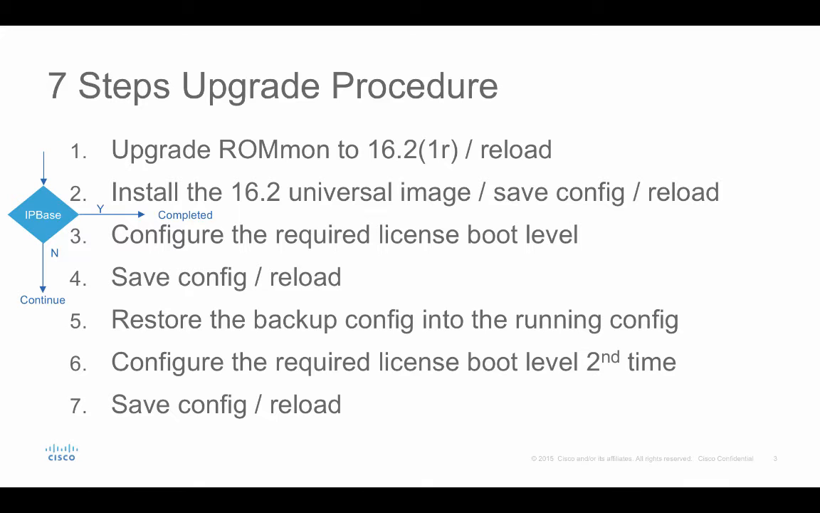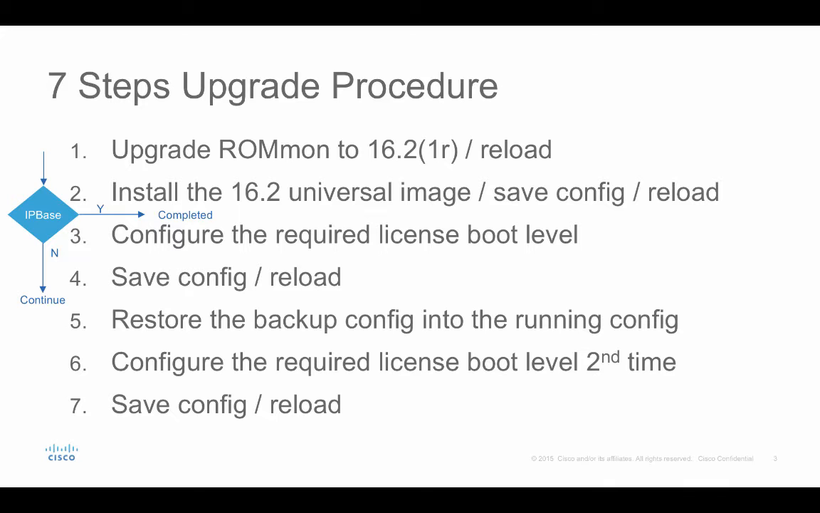Step number 1, we need to upgrade the ROMMON to 16.2 1R, followed by a chassis reload. Step number 2, we will install the 16.2 universal image, save the configuration, followed by a chassis reload. And now, if your system was running the RP2 IP Base image, then after step number 2, your upgrade is complete.